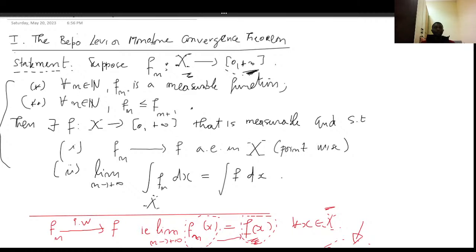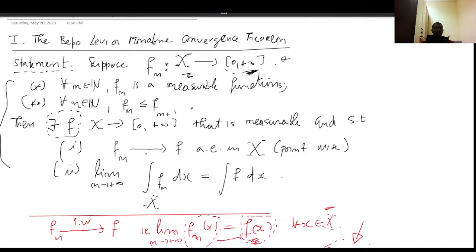The first one is that all the functions of your sequence are measurable functions. For any integer n, fn is a measurable function. The second condition is that for any n, you have that fn is less than or equal to fn plus 1. That means that the sequence is a sequence of monotone functions, monotonically increasing functions. So if you have these two conditions, then necessarily there exists a function f from X to the positive extended real line that is measurable and that satisfies these two conditions.